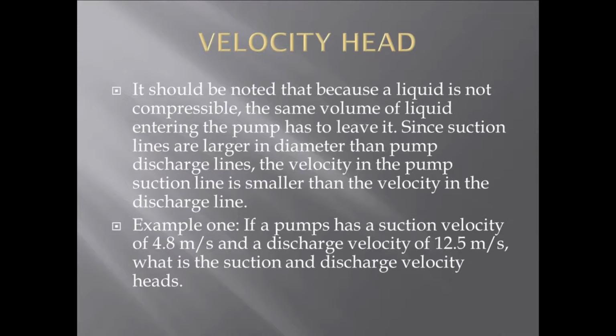It should be noted that because a liquid is not compressible, the same volume of liquid entering the pump has to leave it. Since suction lines are larger in diameter than pump discharge lines, the velocity in the pump suction line is smaller than the velocity in the discharge line. Example 1. If a pump has a suction velocity of 4.8 meters per second and a discharge velocity of 12.5 meters per second, what is the suction and discharge velocity heads?